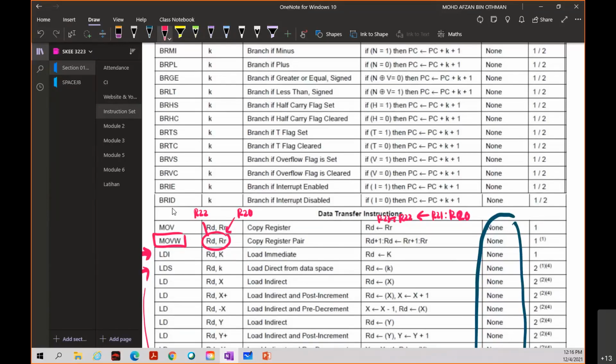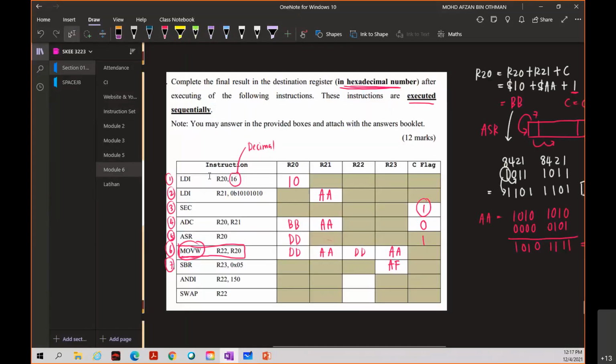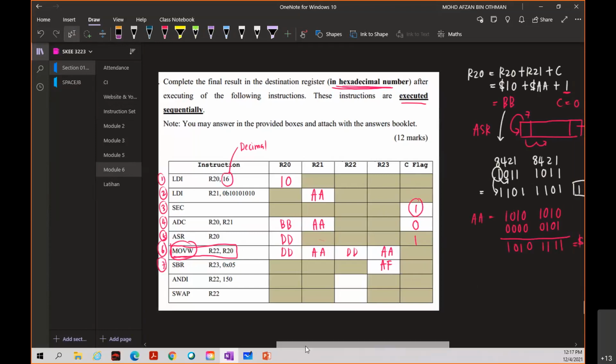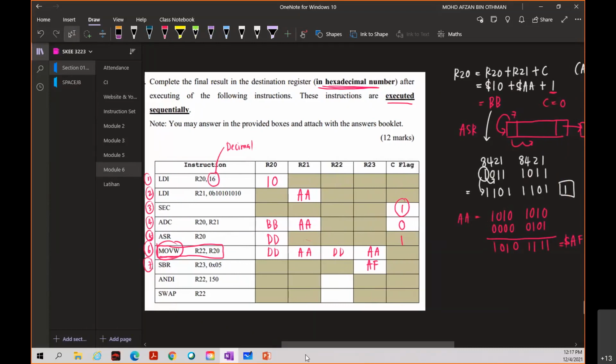So you need to refer to this instruction set. If you are confused about what an instruction does, you can refer to the instruction set and go to the operation column, so you can know exactly what the instruction does.